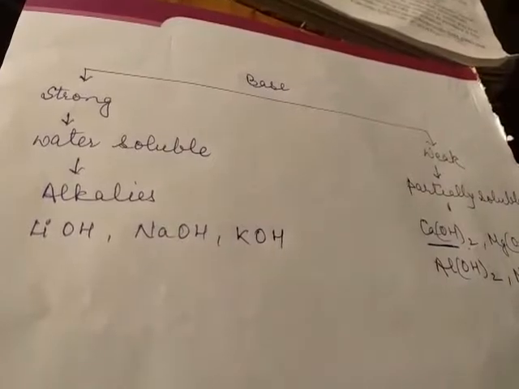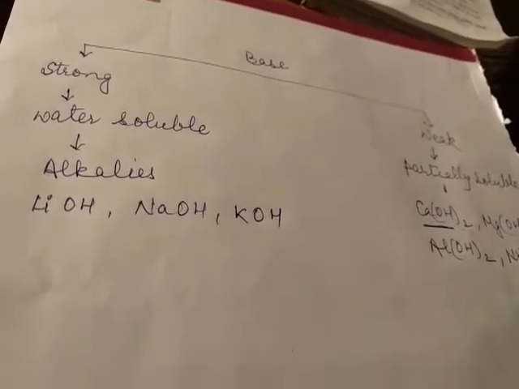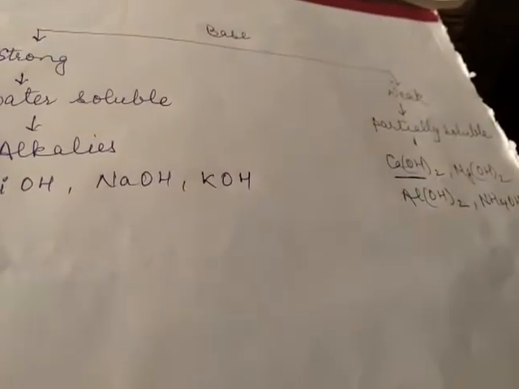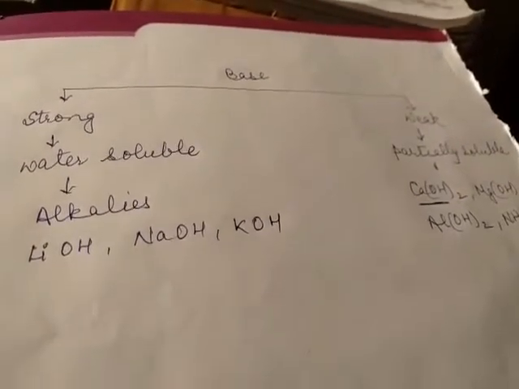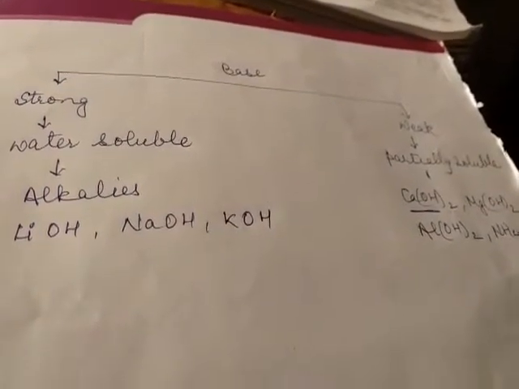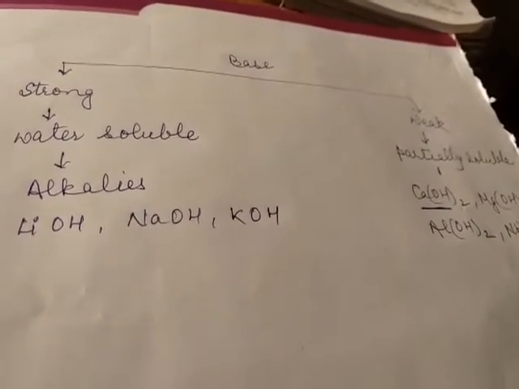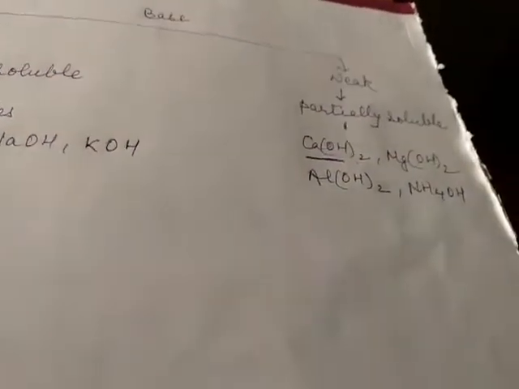Why are all alkalis bases, but all bases are not alkalis? You know this, and you know the question. Alkalis are those bases which are water soluble, but the bases which are not completely water soluble are called weak bases, as they do not completely ionize and give hydroxide ions, so they are called weak bases.